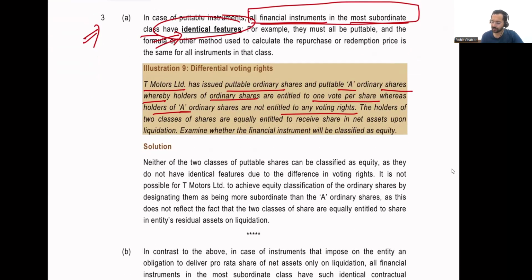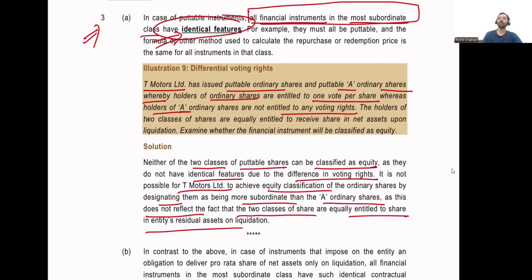Let's read the solution. Neither of the two classes of puttable shares can be classified as equity as they do not have identical features due to the difference in voting rights. It is not possible for T Motors to achieve equity classification by designating them as being more subordinate than A ordinary shares, as this does not reflect the fact that two classes of shares are equally entitled to share in the entity's net assets on liquidation.